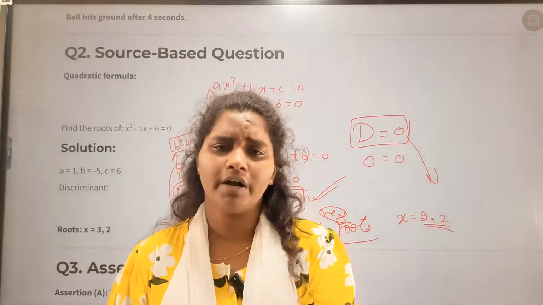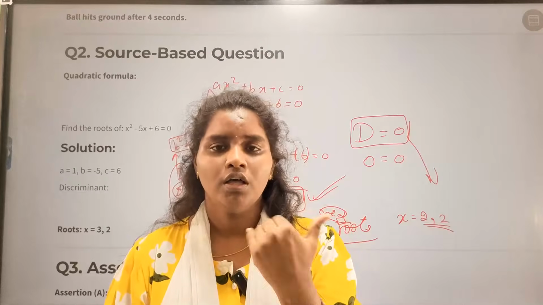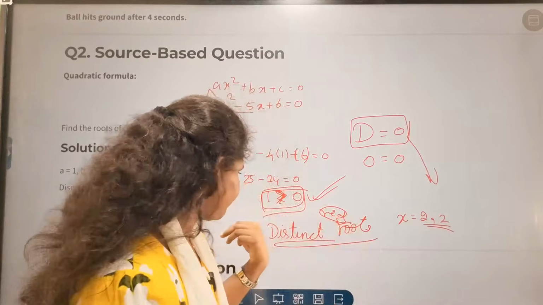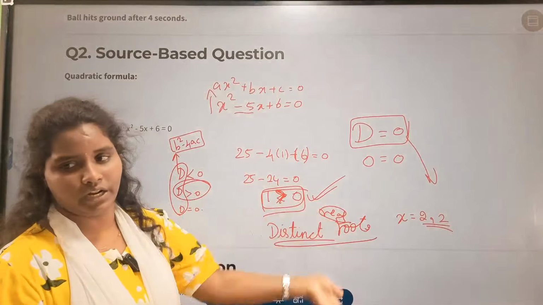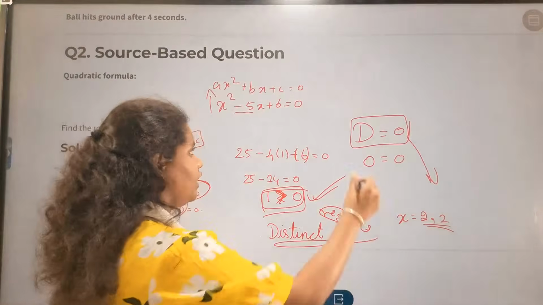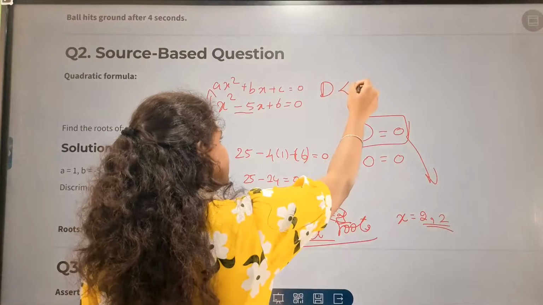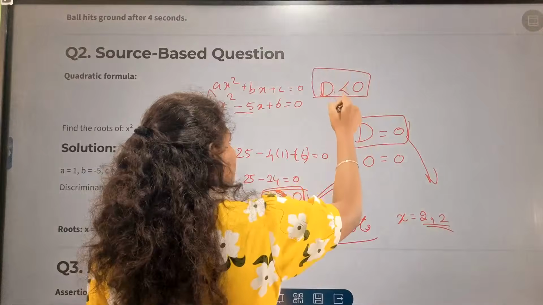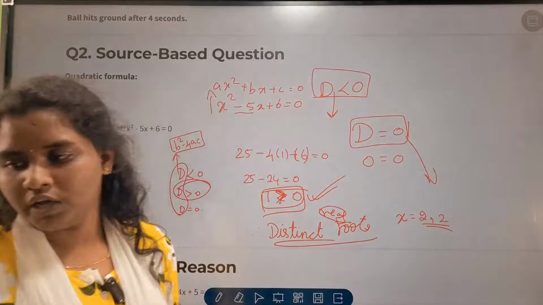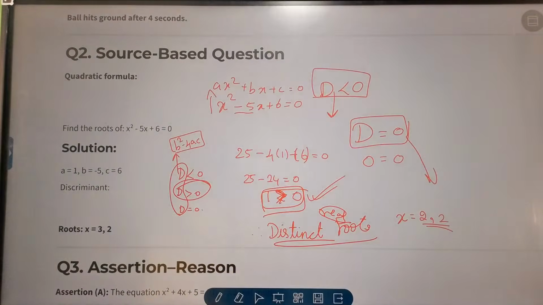If the discriminant is greater than 0, the solution is real, that is distinct real roots. And if the discriminant is less than 0, what is the nature of roots? Yes, very good. It's two equal real roots. Yes, it's right.